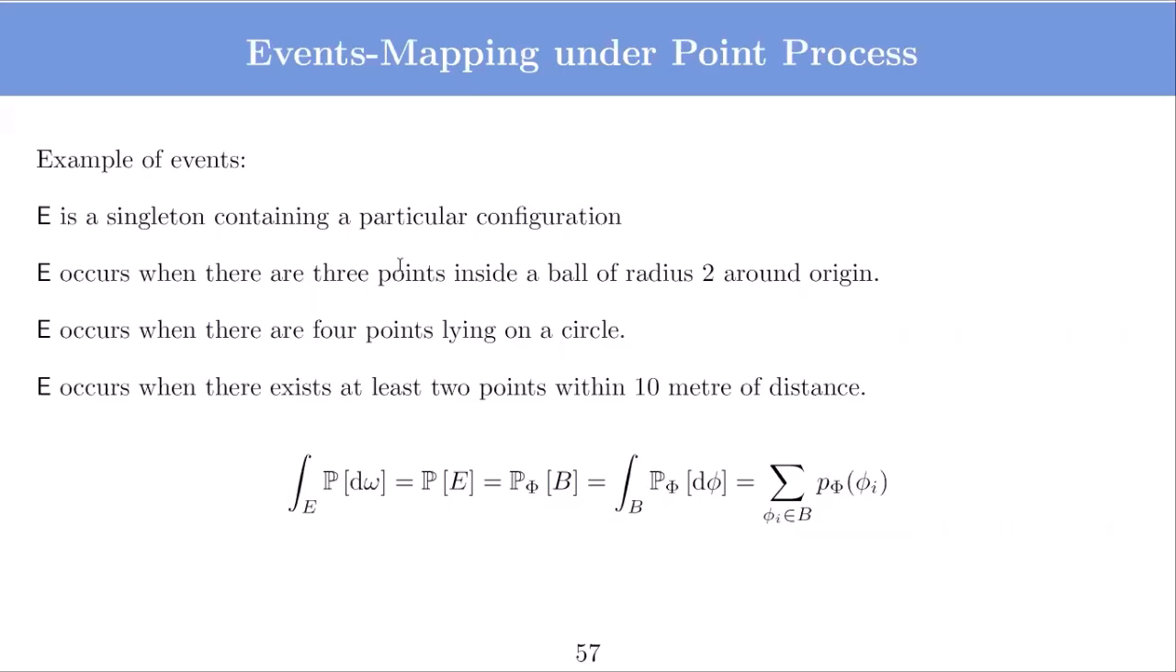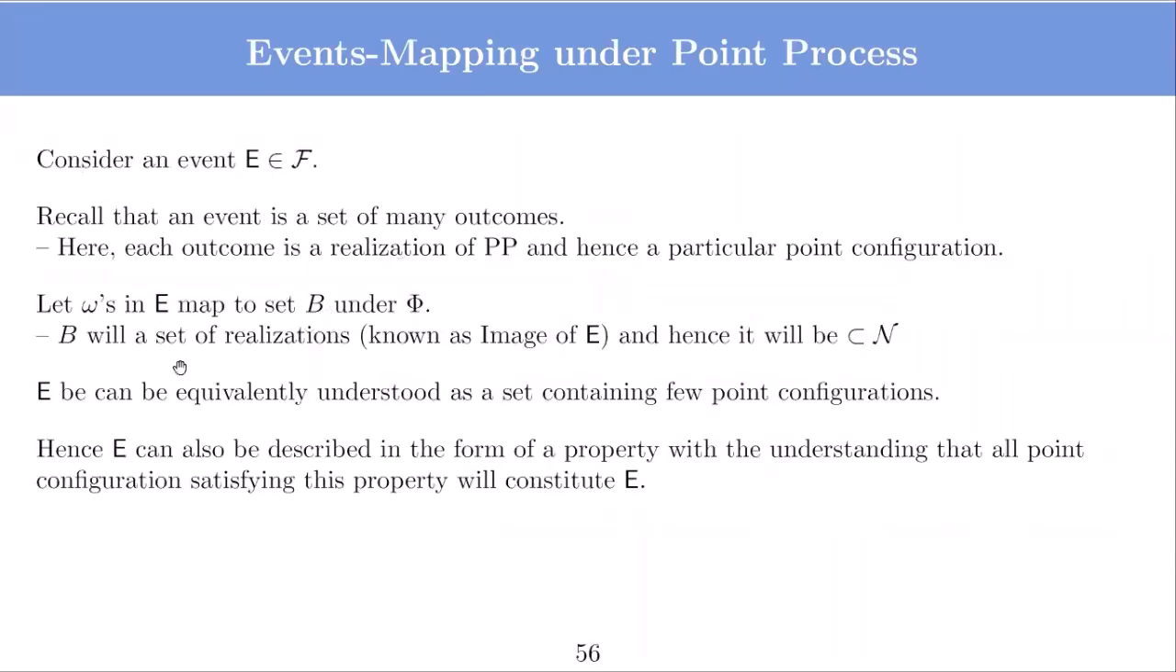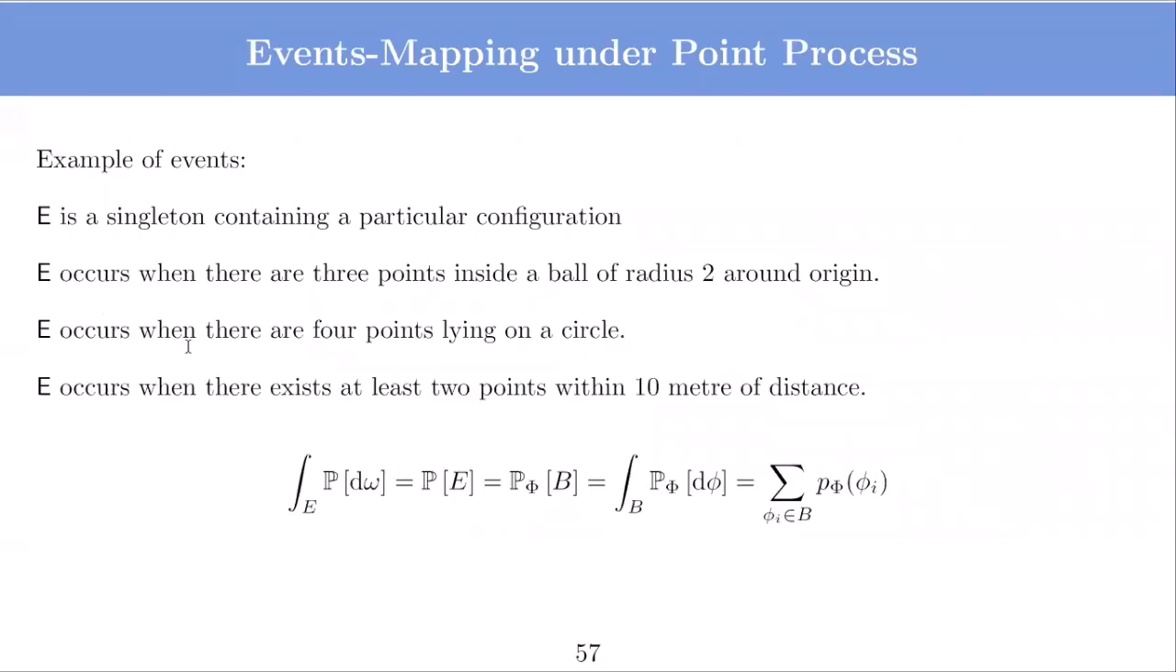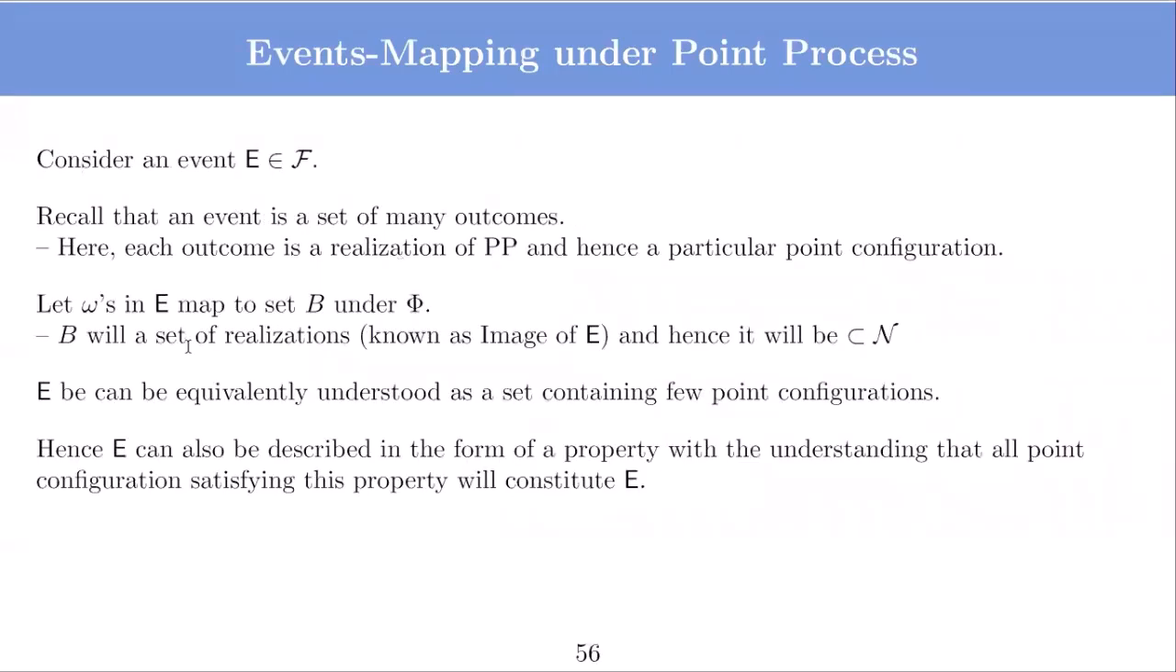So there are two spaces. One is the configuration space, and when I say a particular configuration has occurred, it is a part of set B. Then you look at the actual omega in E which maps to this element in B. That omega is known as the pre-image, and the set of those omegas is actually E. So my point was that if I give you an event E in capital omega, you can think of that event as equivalently representing a set of point configurations.